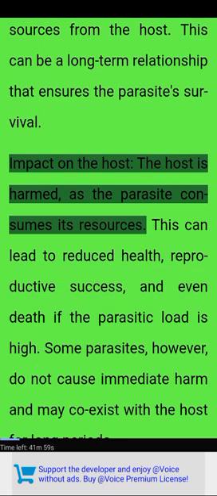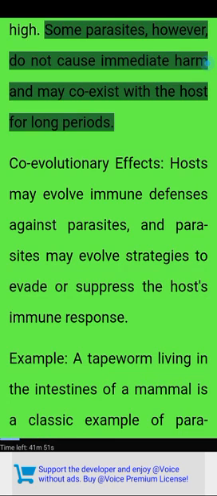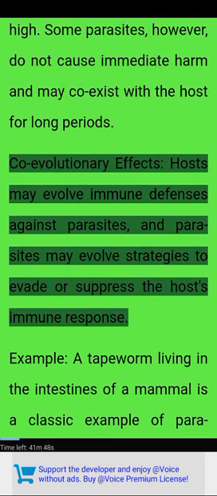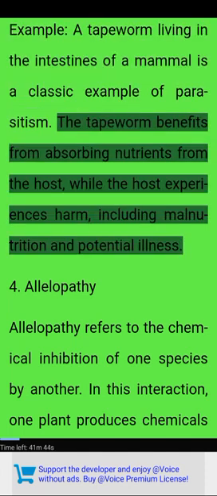Impact on the host. The host is harmed as the parasite consumes its resources. This can lead to reduced health, reproductive success, and even death if the parasitic load is high. Some parasites, however, do not cause immediate harm and may coexist with the host for long periods. Co-evolutionary effects. Hosts may evolve immune defenses against parasites, and parasites may evolve strategies to evade or suppress the host's immune response. Example: a tapeworm living in the intestines of a mammal is a classic example of parasitism. The tapeworm benefits from absorbing nutrients from the host, while the host experiences harm, including malnutrition and potential illness.